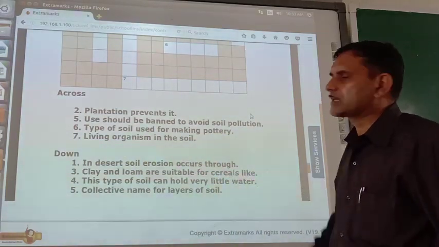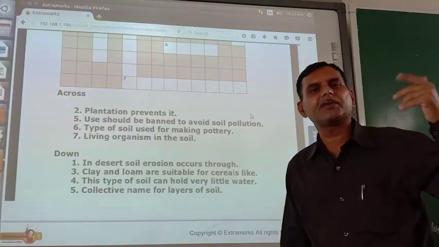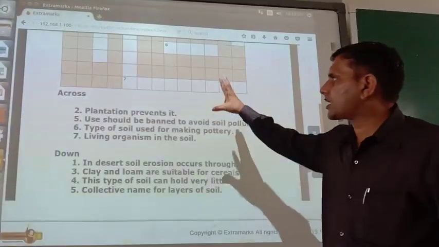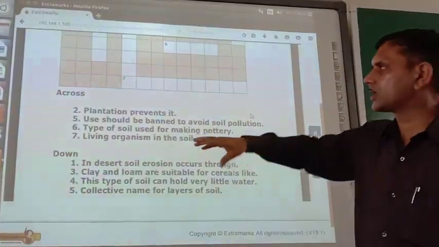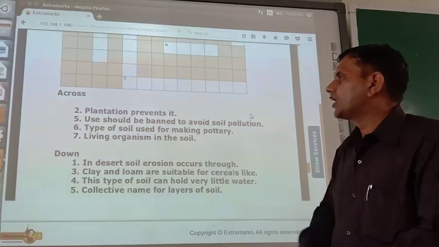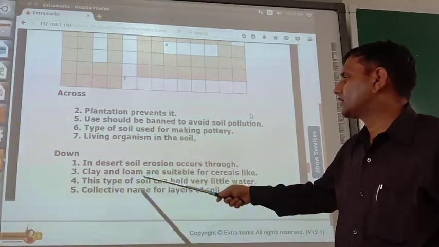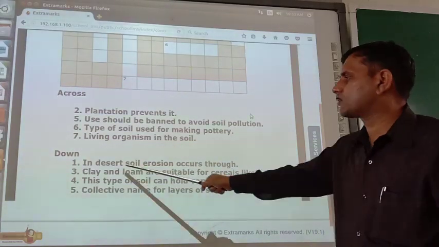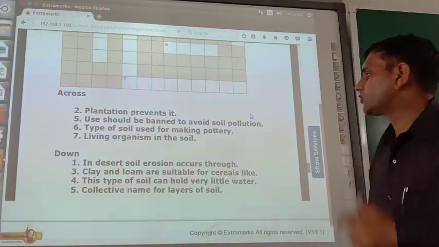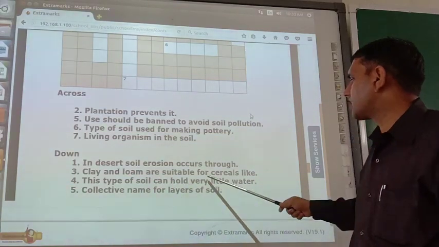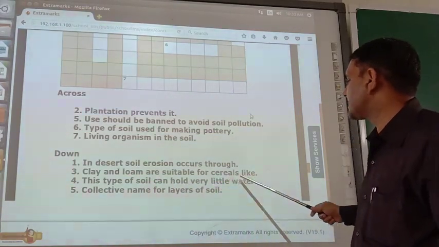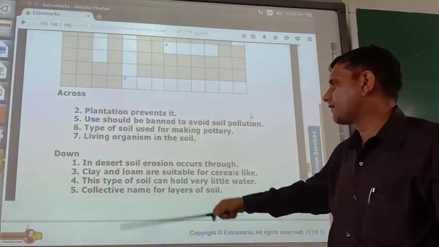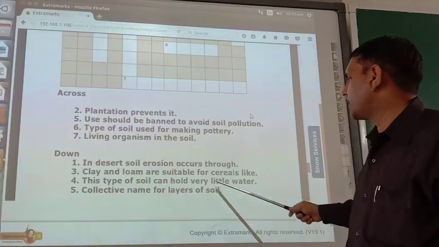Living organism in the soil. There are so many organisms which live in the soil, but according to the number of boxes given in the crossword puzzle, we should select the organism. Definitely it will be earthworm. Now down. In desert, soil erosion occurs through high wind speed. Wind speed is only responsible for desert soil erosion. Clay and loam are suitable for cereals like. Now we'll see the number of boxes and accordingly we'll fill. This type of soil holds very little water.